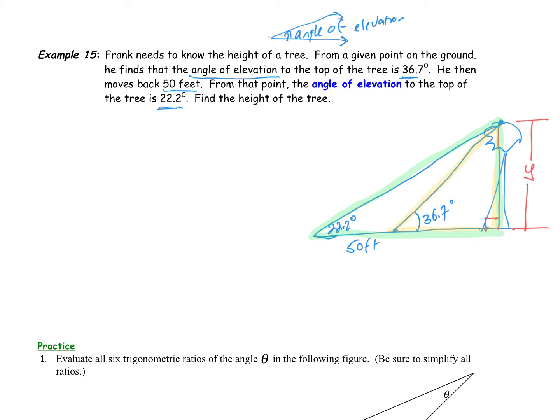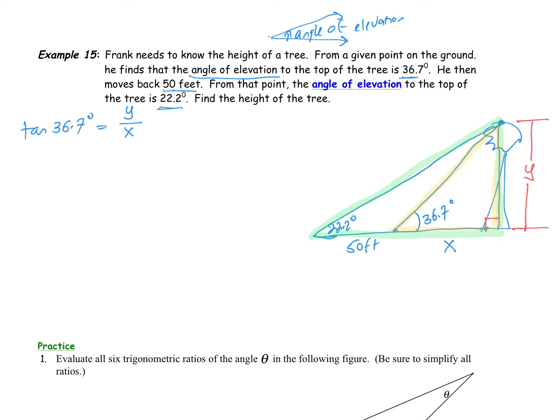So let's look at the yellow triangle. So the yellow triangle has this angle is 36.7 degrees. The opposite side, we don't know its length, is y, and the adjacent side, I'm going to call that x. So I'm going to set up a ratio using tangent. So tangent of 36.7 degrees is equal to the ratio of y over x. That will be the opposite over the adjacent.